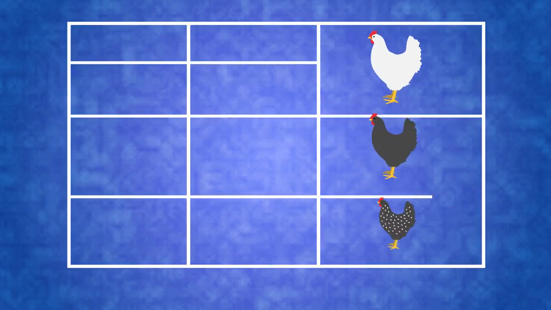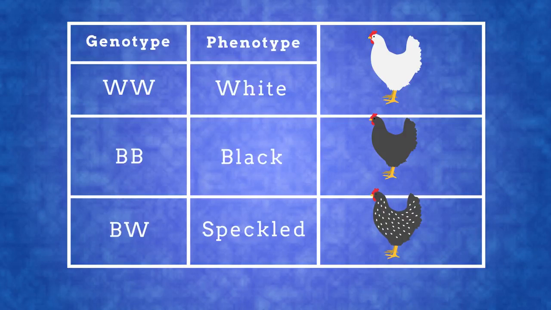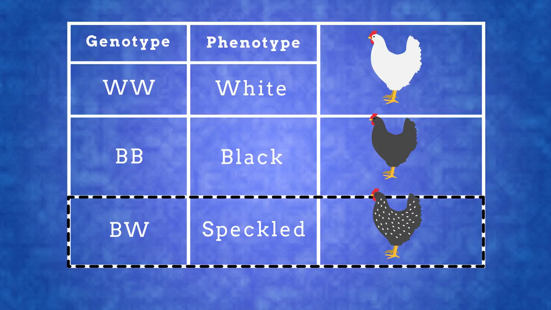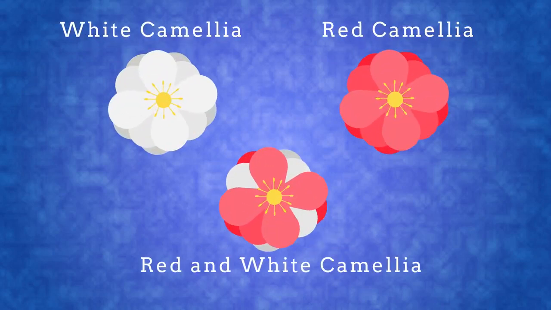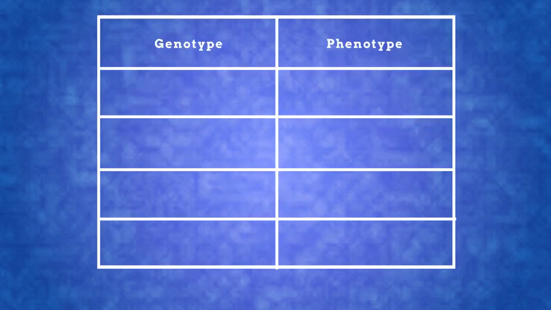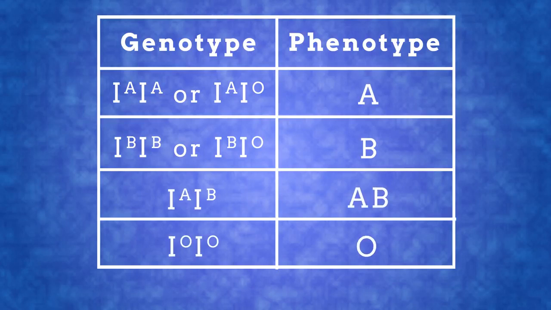This happens with chickens. Neither the black nor the white allele is dominant, so the BW genotype gives a speckled phenotype. Codominance is seen throughout the animal kingdom and in plants, and also in our blood groups. There are 4 groups: A, B, AB, and O. There are 3 possible alleles for blood group, but we each only have 2 of them, one from our mother and one from our father.